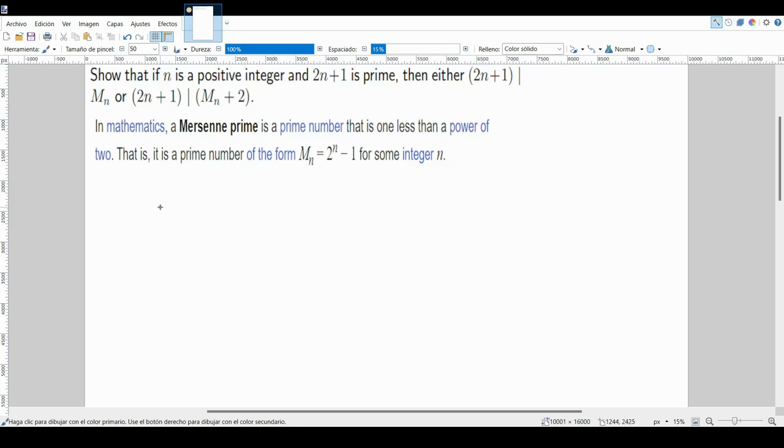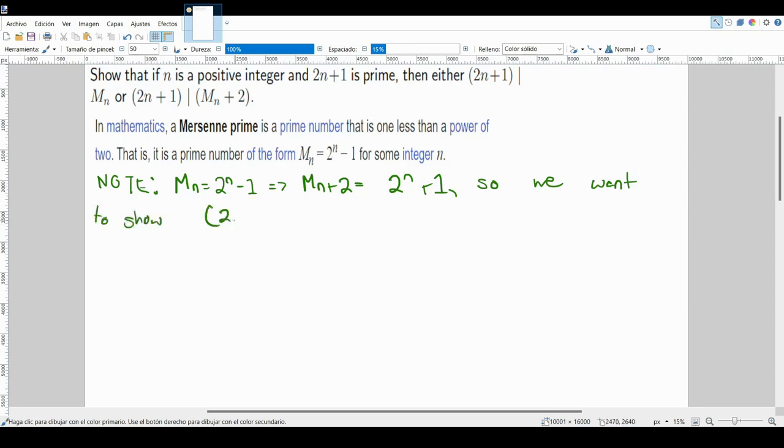We can just note, because this notation from my understanding is not very common, we can note M_n equals 2^n minus 1, and then this implies that M_n plus 2 equals 2^n plus 1. So we want to show 2^n plus 1 divides 2^n minus 1, or 2^n plus 1 divides 2^n plus 1.